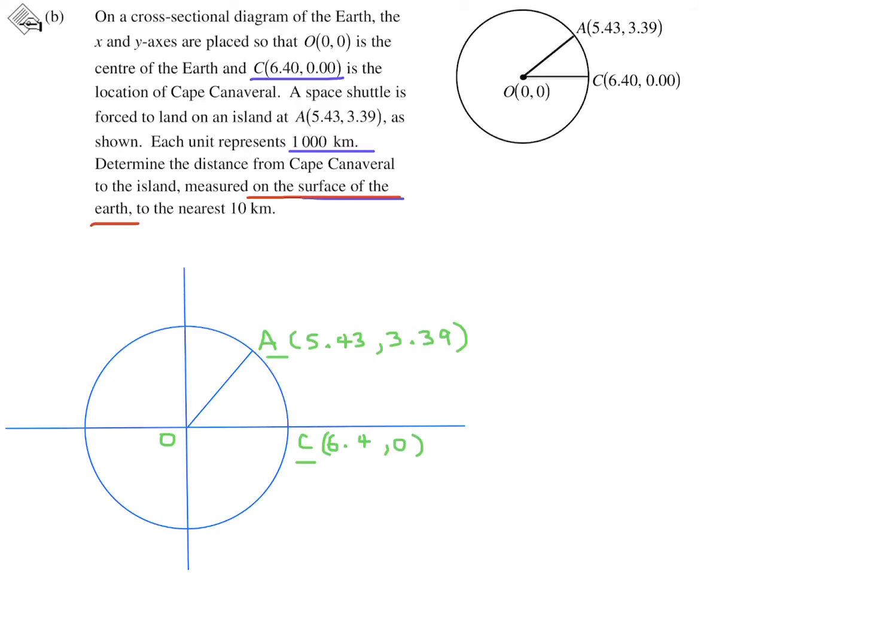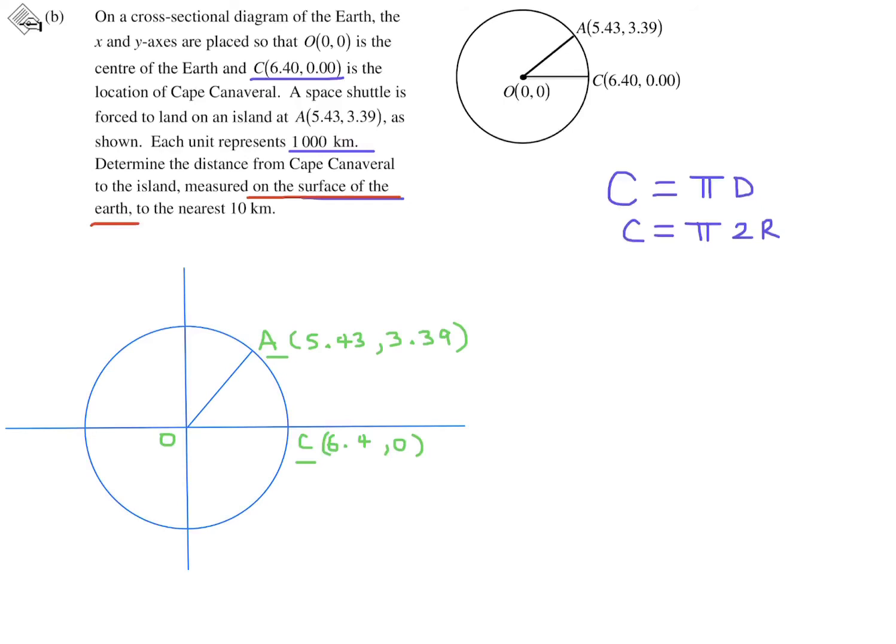Okay, keep that in mind. So how are we going to do this? Well, since they want a portion of the circumference of the circle, we need to work with the circumference of the circle. So what is the circumference of the circle? It's always equal to pi times diameter, and the diameter, of course, is equal to 2 times the radius.